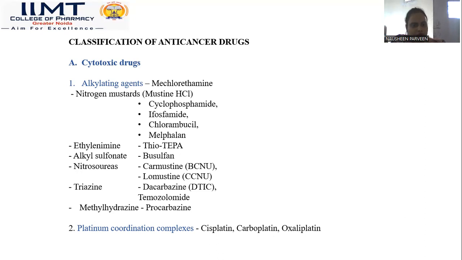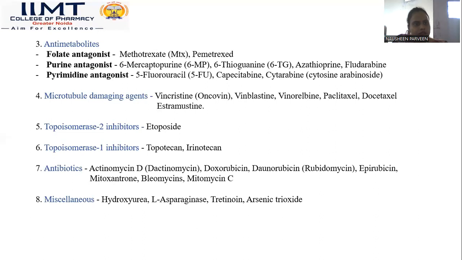Next is ethylenimine, thiotepa, alkyl sulfonates, busulfan, nitrosourea. Examples are carmustine, lomustine. Next is triazine, dacarbazine. Next is methyl hydrazine, example procarbazine. The next class of cytotoxic drugs is platinum coordination complexes. Examples are cisplatin, carboplatin, oxaliplatin.